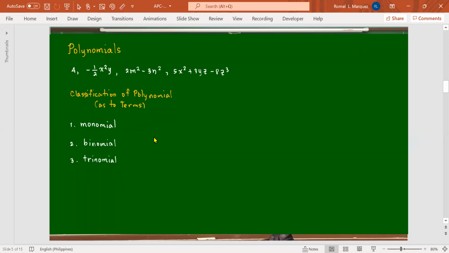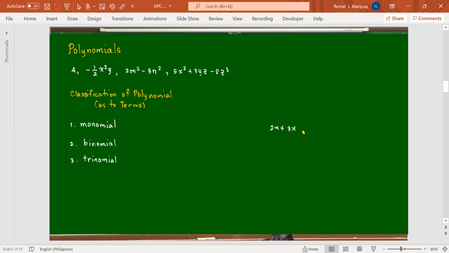May mga iba-ibang book, may slight difference ng definition. For instance, may mga book na hindi kino-consider to na binomial. Kino-consider siyang monomial kasi ang definition nila is after simplification. Is that clear, guys? Pero in our case, ang i-adapt natin, considered natin tong binomial. I'm not saying that other authors are wrong.